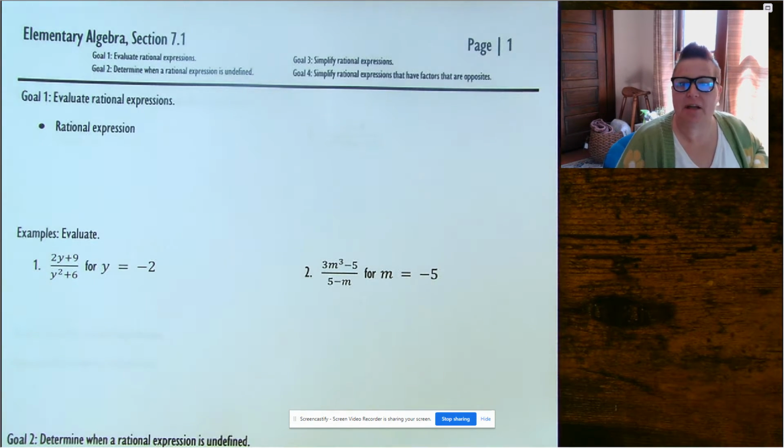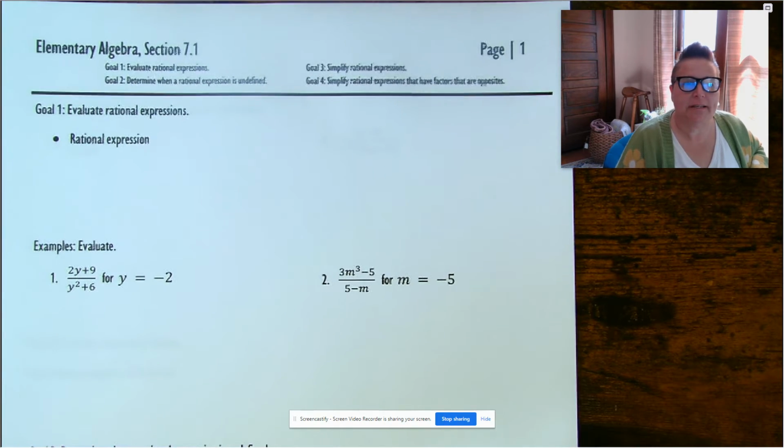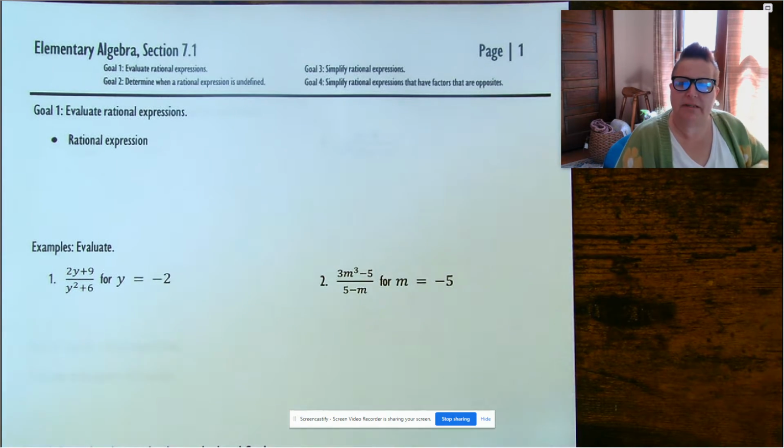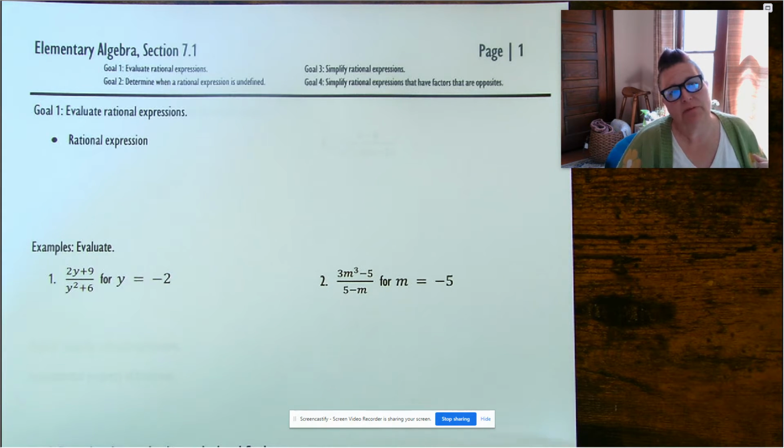Chapter 7 is all about rational expressions. So we're going to open up Chapter 7 explaining what those rational expressions are, evaluating them. We want to be able to determine if a rational expression is undefined. We want you to be able to simplify said rational expressions, and then we're going to look at a specific case of rational expressions where the factors themselves are opposites.